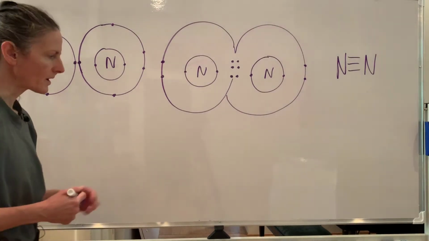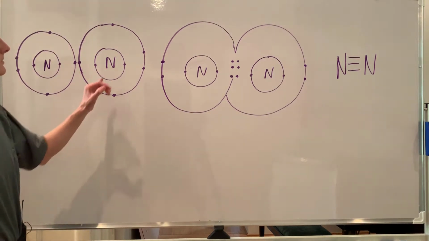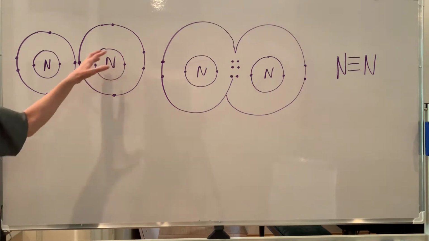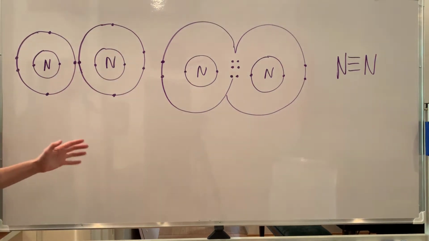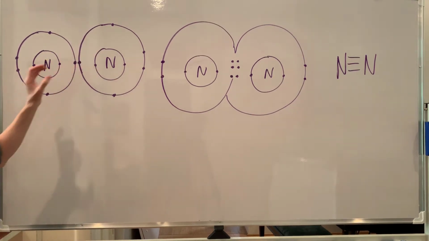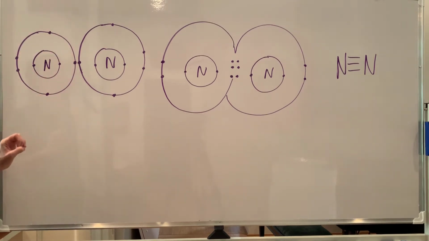Now as a final example of a diatomic element, let's look at nitrogen. Nitrogen has 7 protons and therefore 7 electrons. So the first 2 electrons fill the inner shell, and then we have 5 electrons that occupy the second shell. So that leaves us 3 spaces. So each one of these nitrogen atoms wants to fill the outer shell with 3 more electrons.